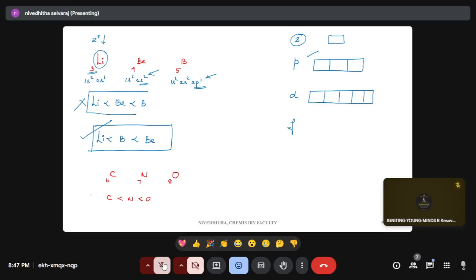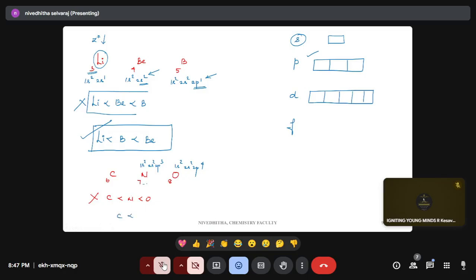But we know this is the wrong order because the electronic configuration of nitrogen is 1s2, 2s2, 2p3. Here it is 1s2, 2s2, 2p4. So carbon is the leftmost element, so carbon will have the lesser ionization energy. There is no doubt about it.